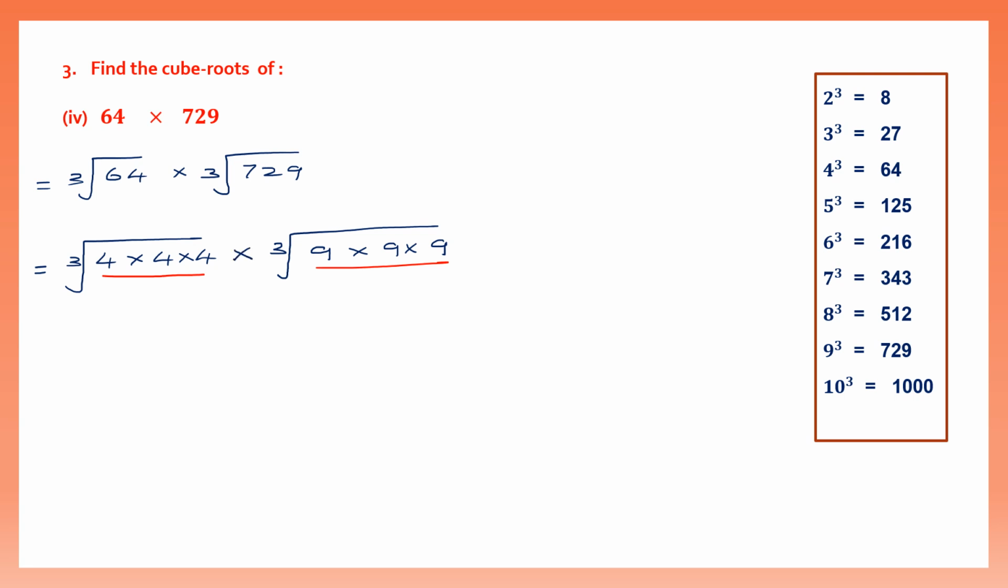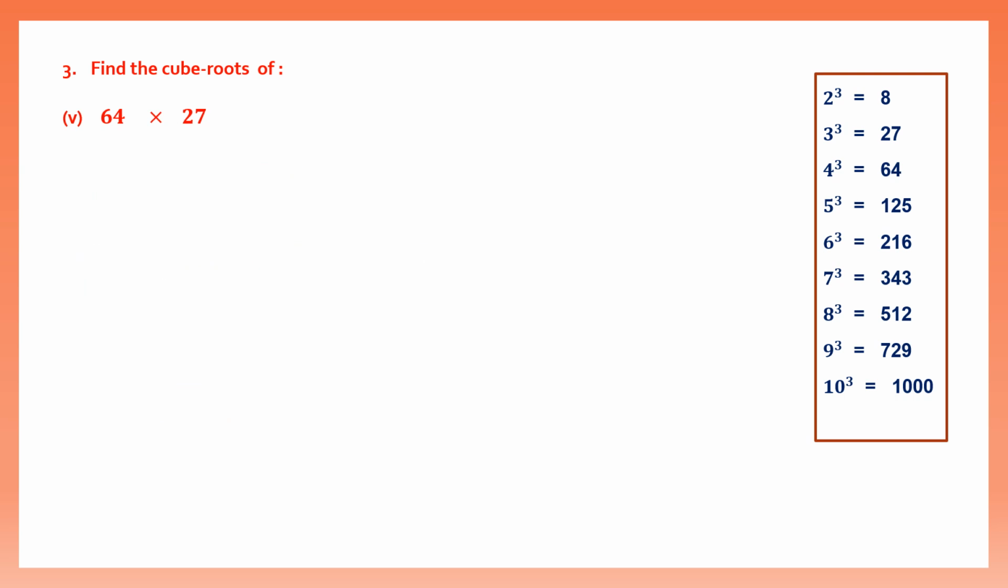Okay. So now we're going to take one from each triplet. It's 4 into, and we're going to take one from the other triplet into 9. And now multiply 4 into 9. 4 nines are 36. So we have found the answer to be 36.